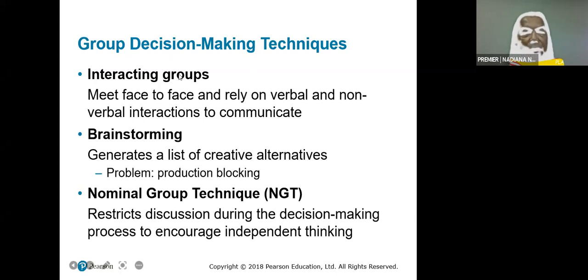Number one, the interacting group: members meet face-to-face and rely on verbal or non-verbal interaction to communicate. In communication, there are two types: one is verbal, number two is non-verbal, including body language. Then brainstorming, which generates a list of creative alternatives, but has the problem of production blocking. And NGT, the nominal group technique, restricts discussion during the decision-making process to encourage independent thinking. It is always used by organizations, the nominal group technique.